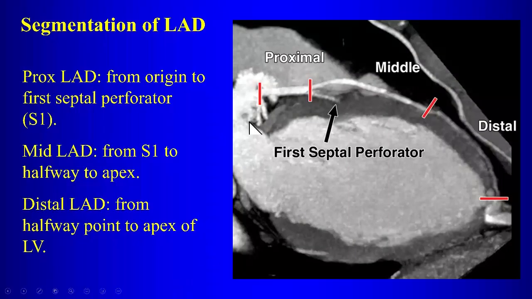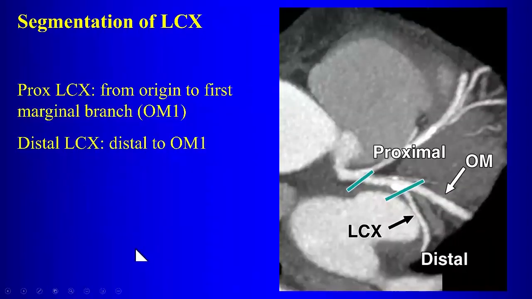And then for the LAD, the proximal LAD is from the origin to the first septal perforator. The mid-LAD is from that point halfway to the apex of the ventricle, and then the distal LAD is from that halfway point to the apex of the left ventricle. So that's a segmentation of the LAD.